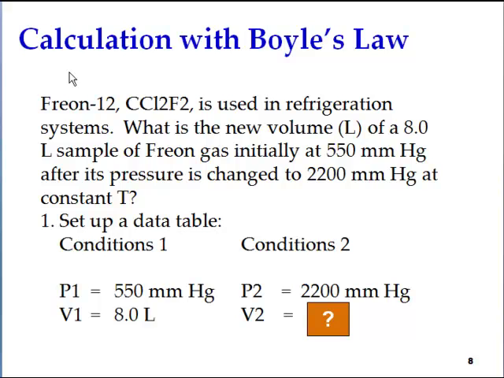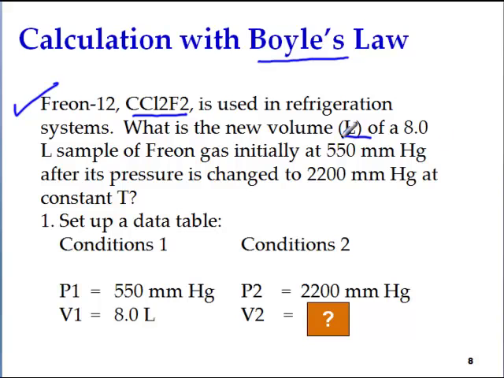So now, keeping that mathematical expression of Boyle's law, we will look at certain word problems and see how they can be solved using Boyle's law. Here is a word problem saying Freon 12, which is the formula of Freon. It's a gas that is used in refrigeration systems.